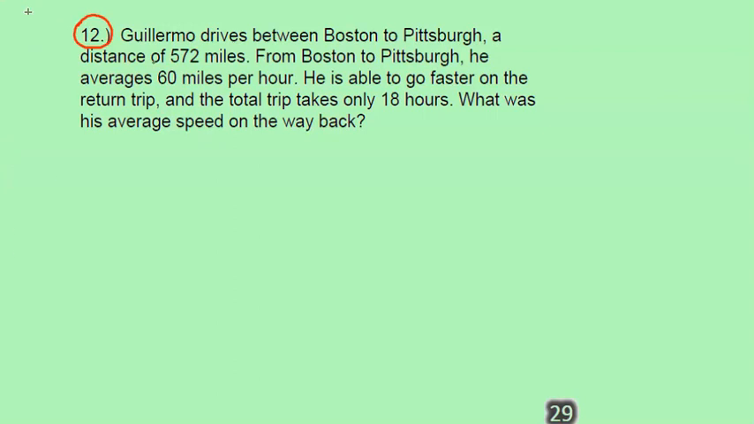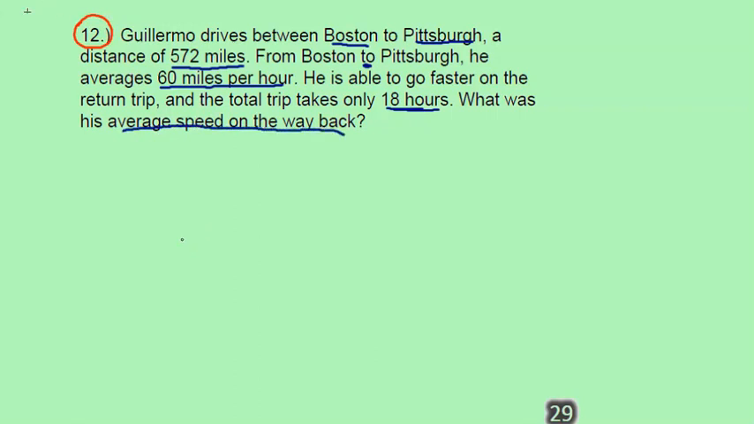All right, so let's go ahead and underline some important things. We have Boston to Pittsburgh. The total distance was 572 miles. Going to Pittsburgh, it was 60 miles per hour. And the total trip was 18 hours. We want to find the average speed on the way back.